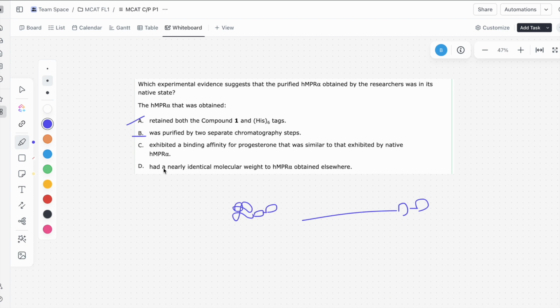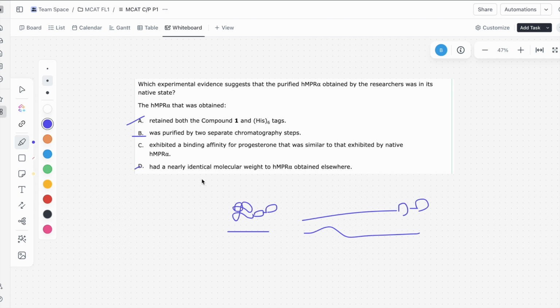Let's look at D first, and it says had a nearly identical molecular weight to HMPR alpha obtained elsewhere. So if you look at this protein here and this protein here, as long as the sequence is the same, the weights are going to be exactly the same, right? The amino acids have the same weights. If the same amino acids constitute each of the proteins here, that means each of their molecular weights are going to be exactly the same as well, regardless of whether they're completely folded into their native state or completely denatured, like we see on the right. So even if they have identical or nearly identical molecular weights, that's not going to tell us anything about whether or not this protein is folded.